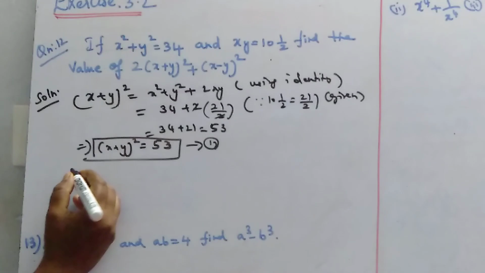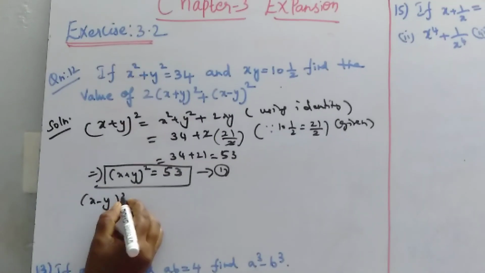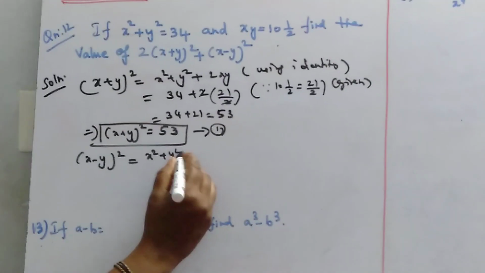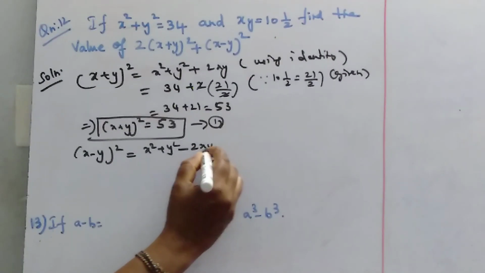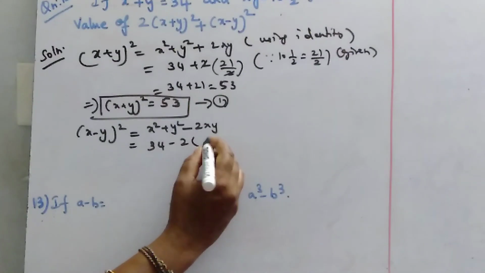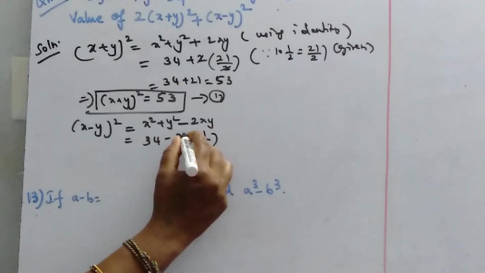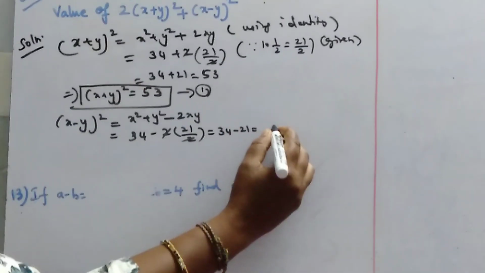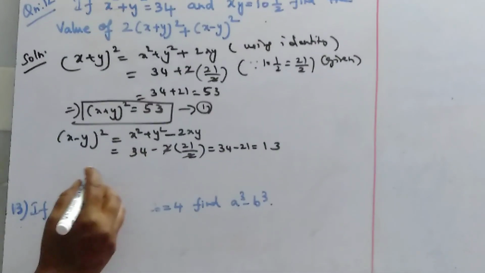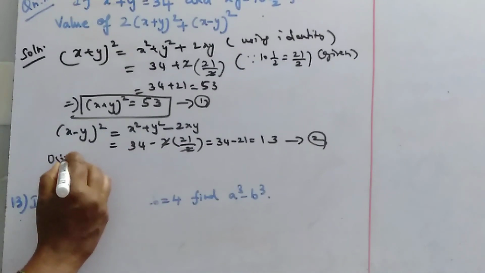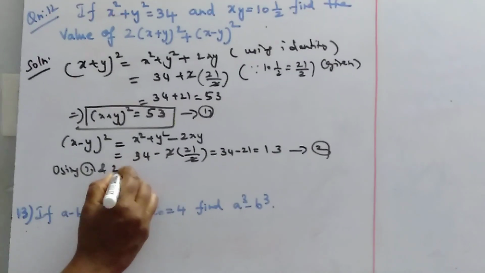So we can assume this as equation 1, right? Then x minus y the whole square, which is what? X square plus y square minus 2xy. So which is what? 34 minus 2 into xy here is 21 by 2. So which is equal to 34 minus 21 is 13, right? And we can assume this as equation 2. Then using 1 and 2.